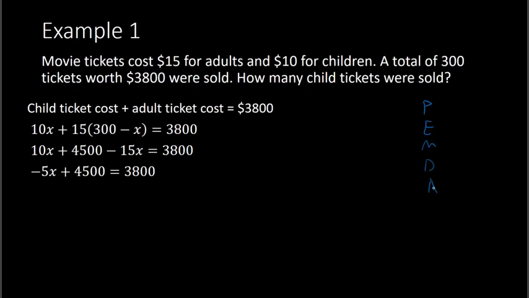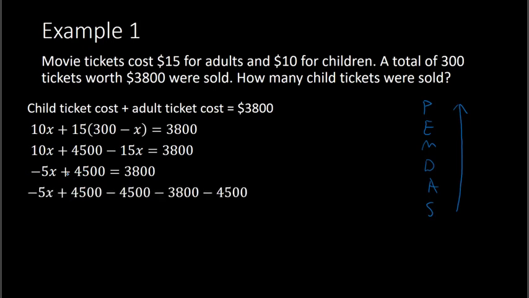So reverse order of operations, we begin with addition and subtraction first, then go from there. So we see here negative 5 is being multiplied by x, and then 4,500 is being added. So the addition we take care of first, and we do that by subtracting. So we subtract 4,500 from both sides, which is what we have here and here. When I subtract 4,500 on the left side, the 4,500s will cancel.